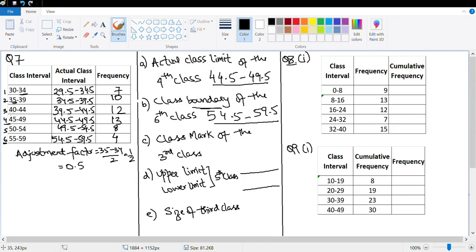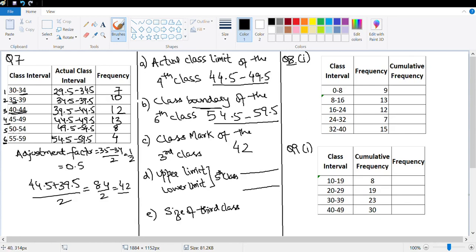So this is what we are looking at. Class mark basically is the midpoint. So how would you find the midpoint? 44.5 plus 39.5 divided by 2. That's 84 divided by 2, which is 42. So that's 42.